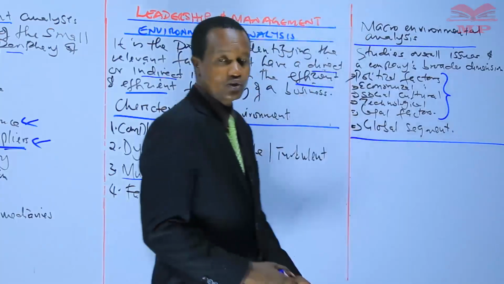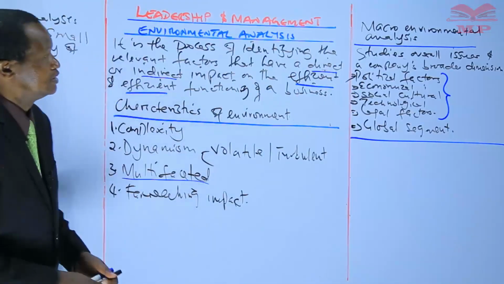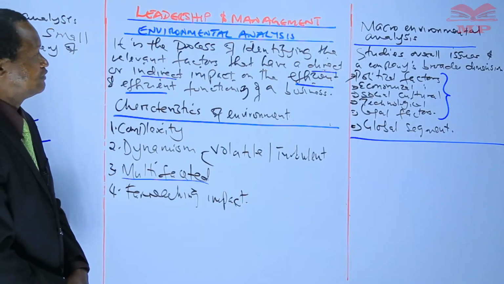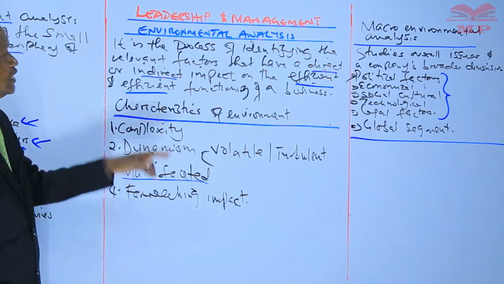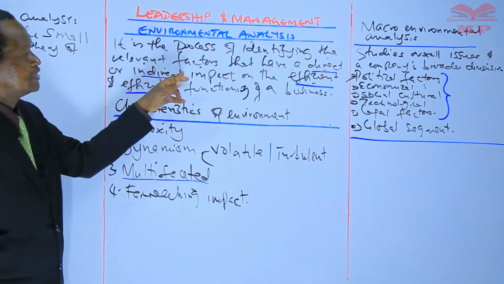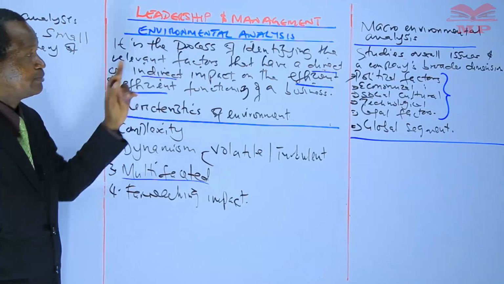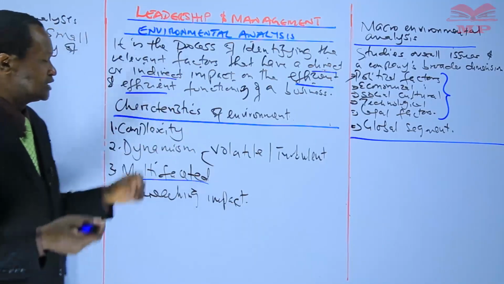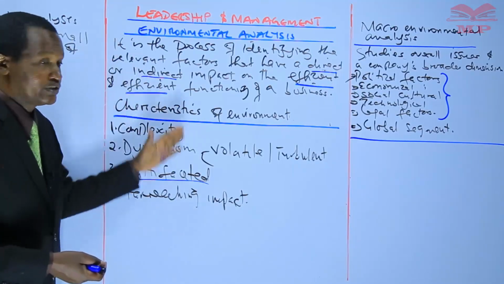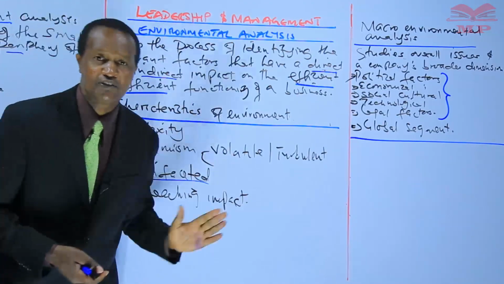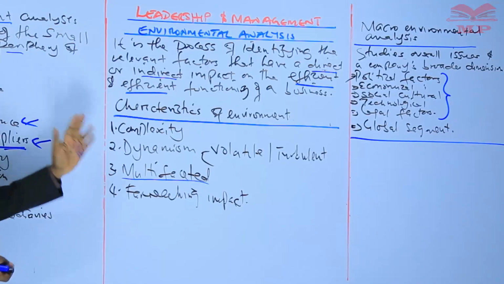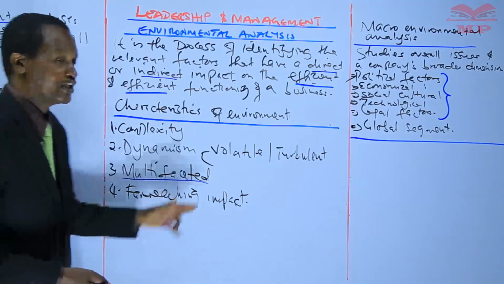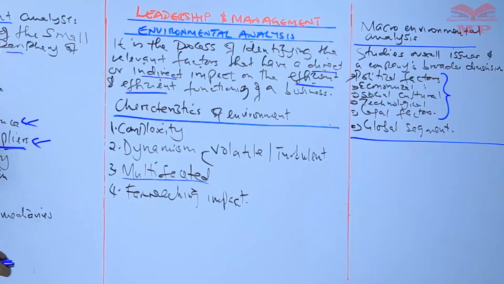I'll bring the lesson to a close. Remember, in this lesson, we introduced the topic environmental analysis. We defined environmental analysis as the process of identifying the relevant factors that have a direct or indirect impact on the efficiency or the effectiveness of the performance of a business. We went further to discuss some of the characteristics of business environment. We said that business environment is complex, is dynamic, is multifaceted, it has far-reaching impact.